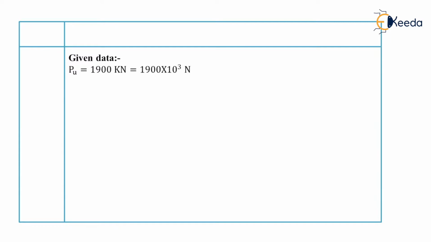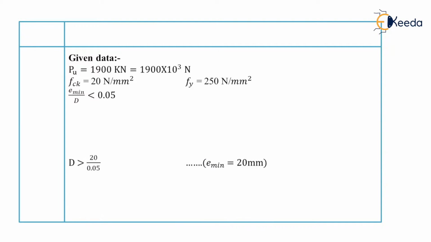As the factored load is given, we will take directly Pu equal to 1900 kN, which is equal to 1900 into 10 raised to 3 Newton. fck is 20 Newton per mm square. fy is 250 Newton per mm square. And e minimum by D ratio is given as less than 0.05. Therefore, capital D is greater than 20 upon 0.05. Why? Because e minimum is equal to 20 mm as per IS 456-2000.